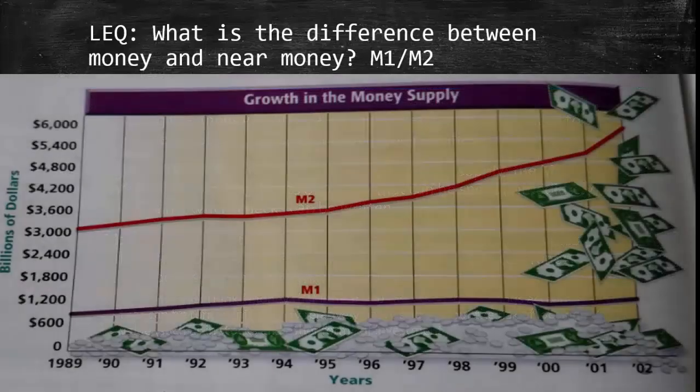Alright, so here is a picture I have for you guys showing the growth of the money supply in the United States. Now, remember, M2 includes all forms of M1 money. So I want you guys to think for a second, why is it that M2 is so much more valuable than M1?